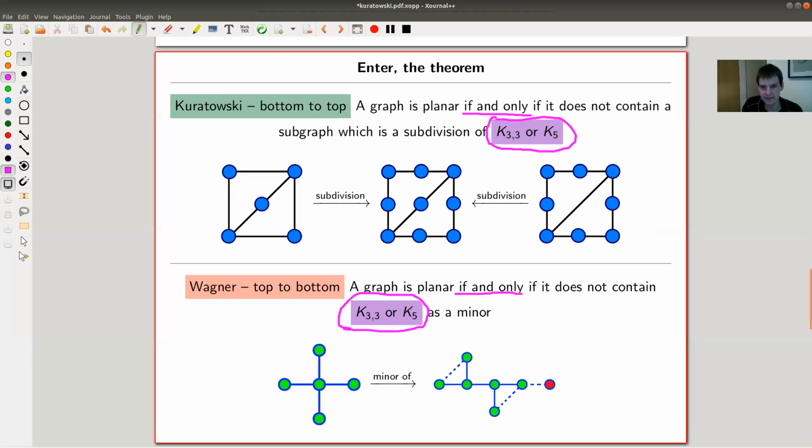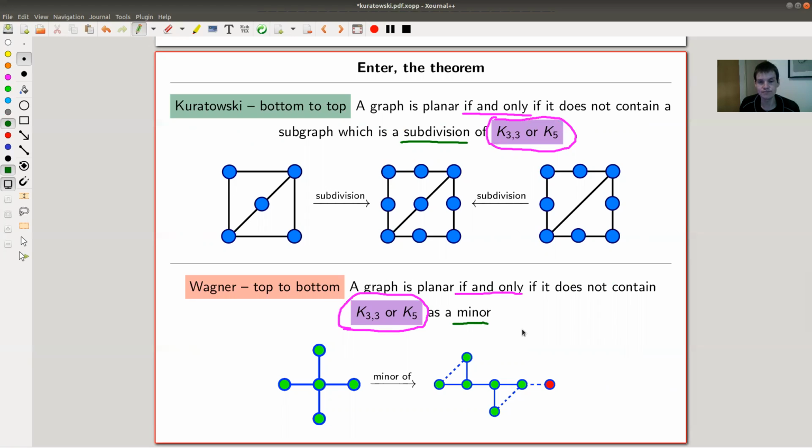So in some sense, to decide whether a graph is planar or not, you only need to prove it for K33 and K5 and then apply either of those theorems, whatever is easier. I will show you an explicit example in a second. But let's understand those two notions of a subdivision and a minor.